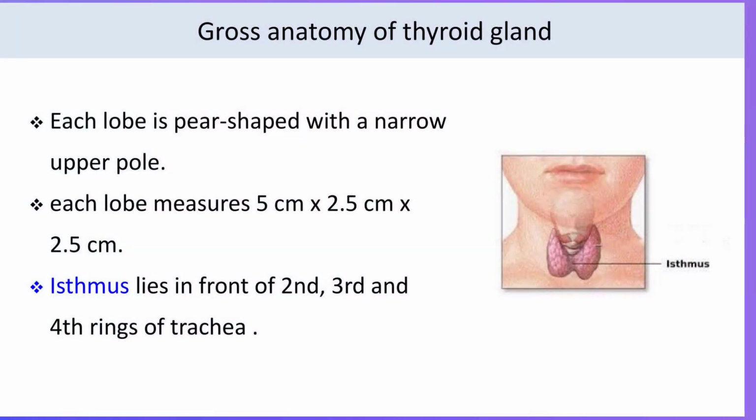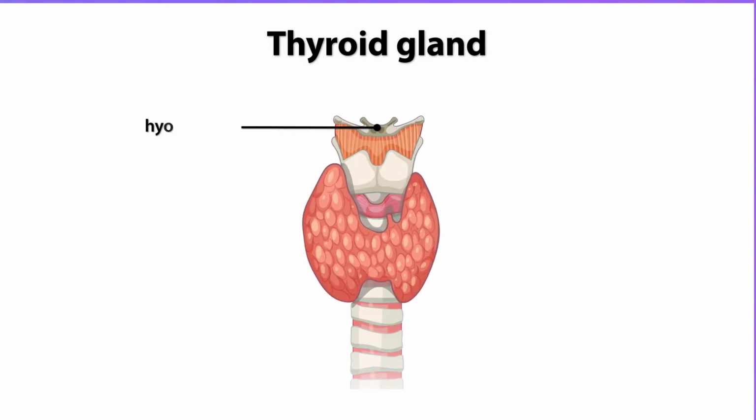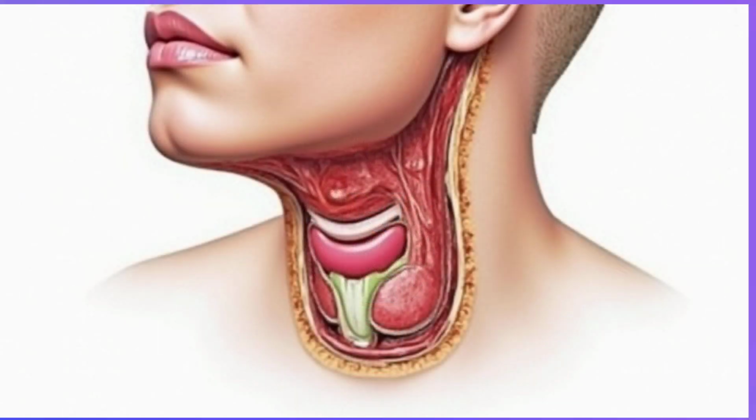Delving deeper into its structure, each lobe of the thyroid gland is conical in shape, measuring about 5 centimeters in length. They extend from the oblique line of the thyroid cartilage superiorly, down to the 5th or 6th tracheal ring inferiorly. The isthmus, which connects these two lobes, is typically located across the 2nd, 3rd, and 4th tracheal rings. This precise anatomical positioning is critical for understanding its relationships with surrounding structures and for surgical considerations.